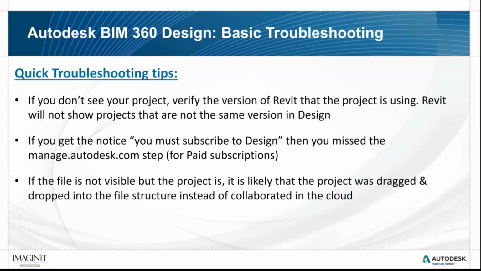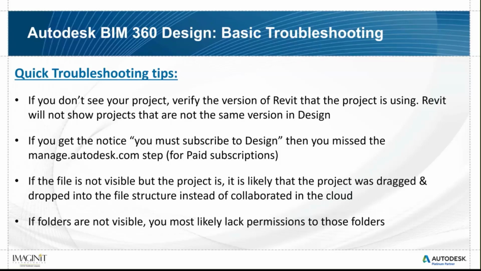If the file is not visible, but the project is, then either you don't have access to the folder where the file is for editing or opening or viewing, or someone dragged and dropped the file into the system. They did not use BIM 360 or Revit itself to initiate an actual cloud work-shared model. They just dragged the file up. So that's probably the case there. And again, if folders are not visible, then most likely you just simply lack permission to those folders. So those are some handy troubleshooting tips that are good to be aware of.